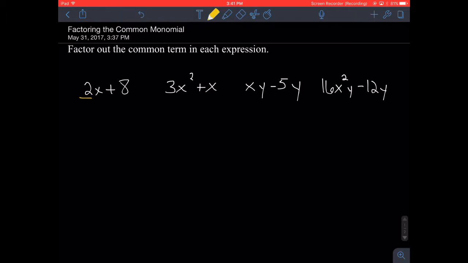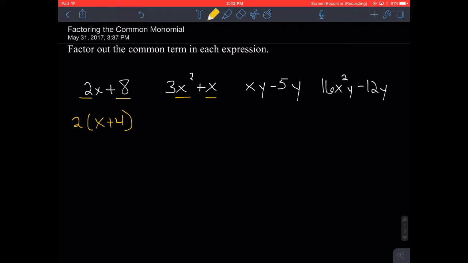In our first example here, we have 2x and 8. I have to ask myself, is there anything I can divide both of those by? Since 2 and 8 are both even, that means yes, I can divide them both by 2. Undistributing my 2 will produce x plus 4 in the parentheses. If I want to check how correct it is, I'm just going to redistribute it. 2 times x is 2x, 2 times 4 is 8. Sweet!